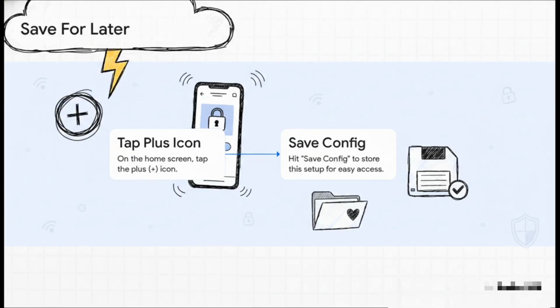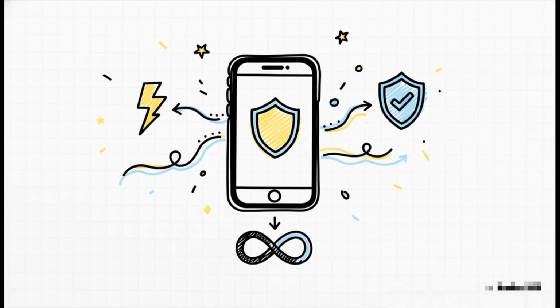Okay, last little thing. To make this super easy for next time, let's save this whole setup. Back in the app, just tap that little plus icon on the home screen and then choose Save Config. You can name it whatever you want. And there you have it. Congratulations are in order. You've just successfully configured a custom, secure connection. You now have a really powerful tool for beefing up your privacy and getting around network blocks.